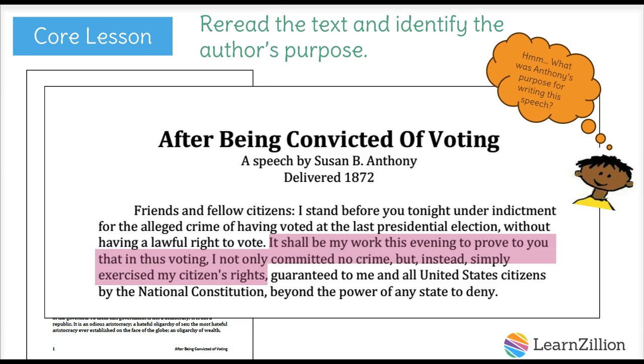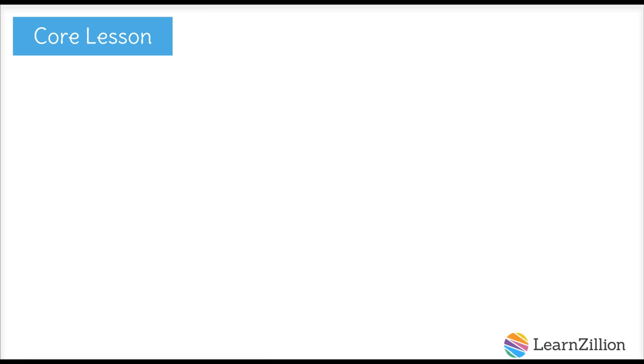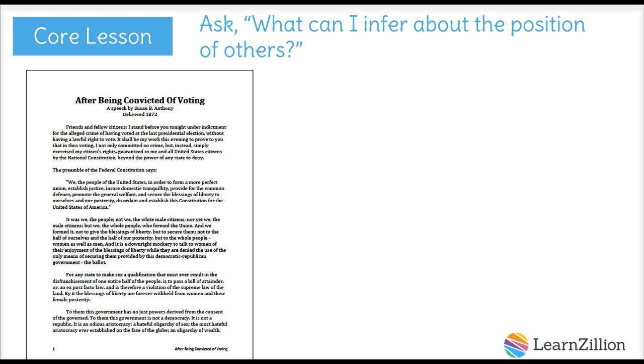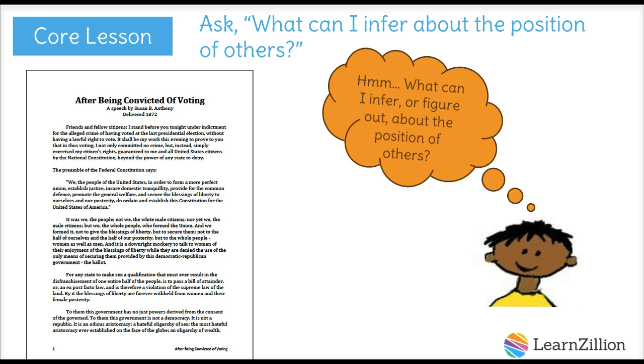Here in the second sentence, Anthony clearly outlines what her work this evening will be, to prove she did not commit a crime. I can identify this as the purpose of her speech. Now that I have identified Anthony's purpose, my second step is to infer what others believe. So I go back to the text and think to myself, what can I infer about the position of others? I know infer means I'm going to have to figure it out or read between the lines of the text. It won't be spelled out for me. I'm going to have to do a bit of detective work here.